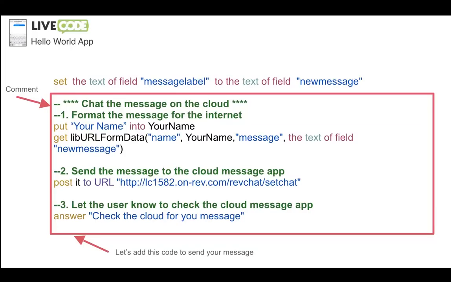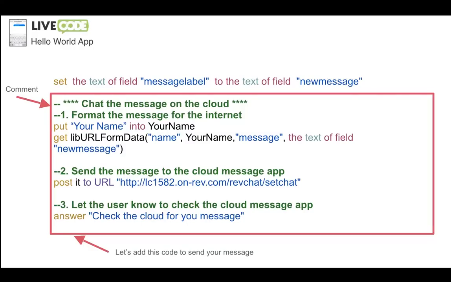For those of you that are familiar with web application programming, you have to format data in a certain way in order to be able to post it to a form. So the code there, and I recommend that you just go into the slides and copy and paste this section, says get libURL form data, and we're then sending out the field name, which is name, the variable that contains your name, then the next field name, which is message, and then the text of field new message. So that's the text that the user has just typed in.